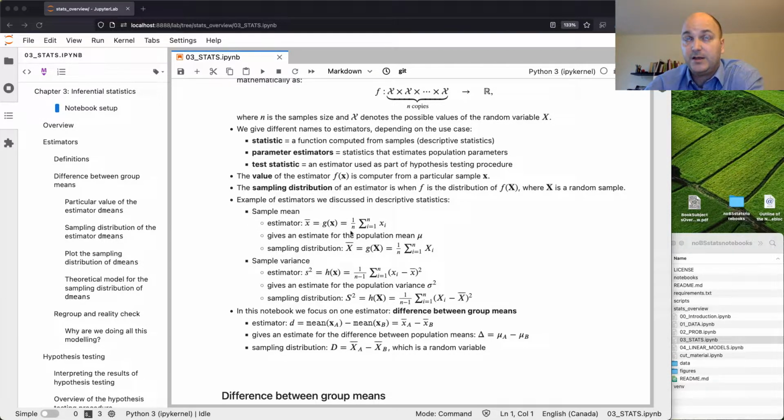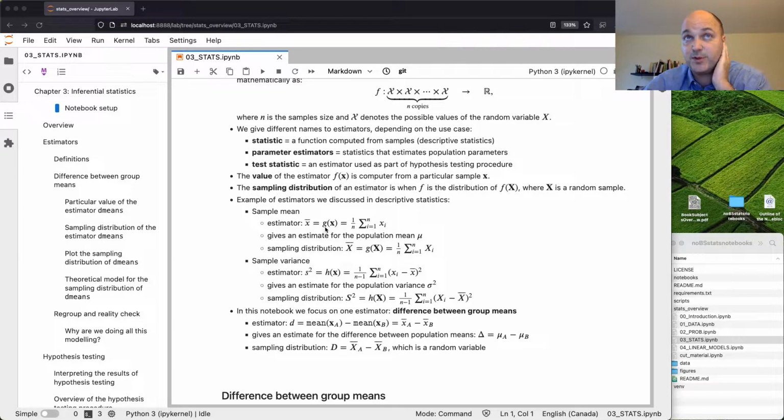The sample mean, this is the formula, right? You add all the values, divide by the sample size. Let's call that computation, the mean, the function g. So given a sample, add up the numbers, divide by n. And this estimator estimates the population mean. So if you assume these samples come from a population, and you compute g of that sample, it gives you an estimate of the population mean. It's the best estimate you can get.